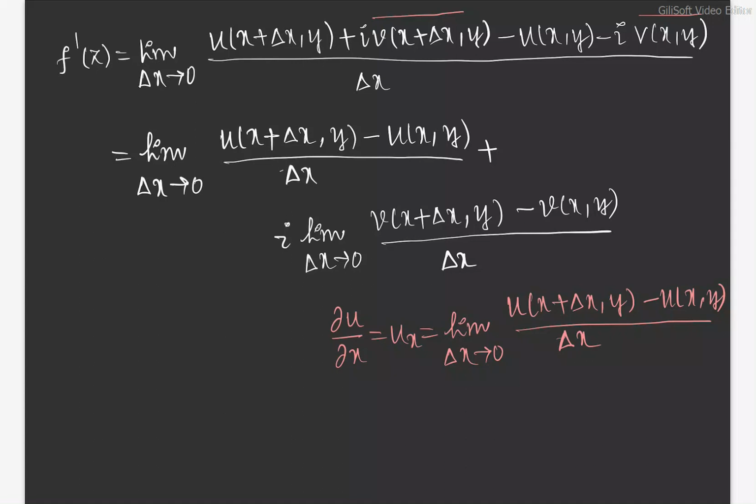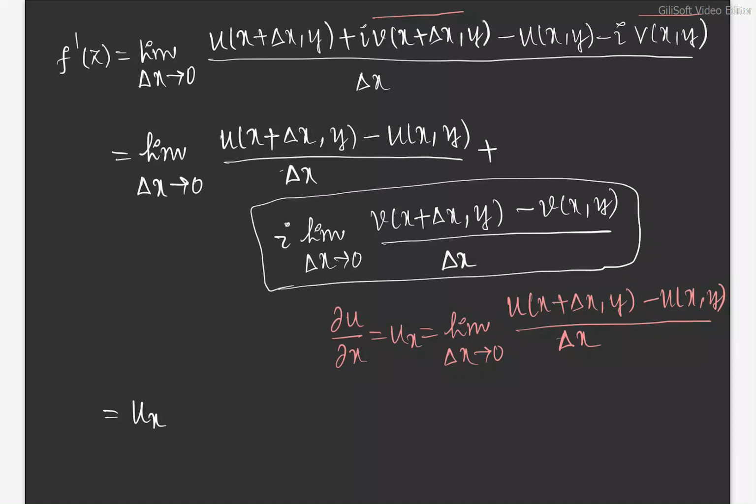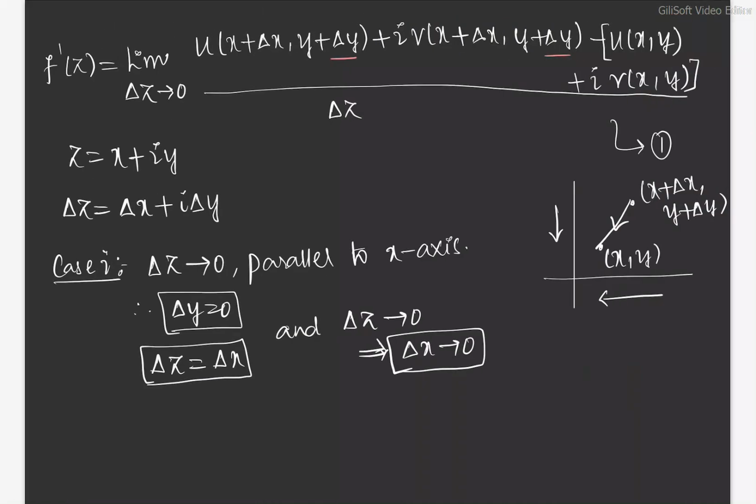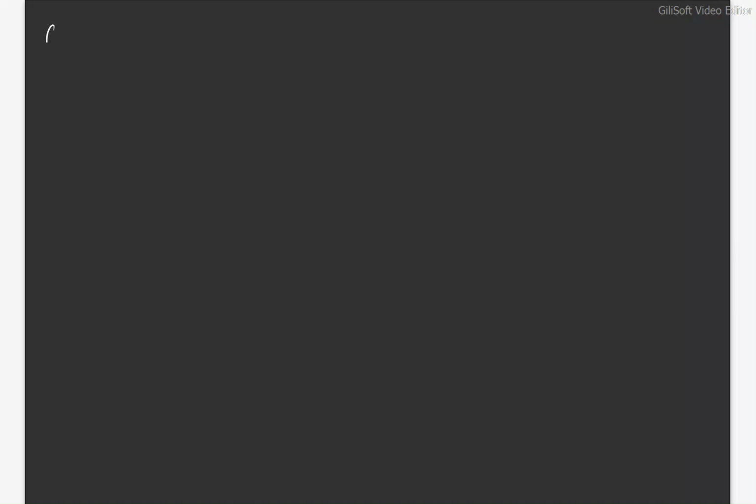With this notation, the first term in the first equation is the partial derivative of u with respect to x, so we can write u x, and the second term is plus i times the partial differentiation of v with respect to x. So this is f dash of z. Consider it as equation number 2. So we got f dash of z as u x plus i v x when delta z approaches 0 parallel to the x-axis.